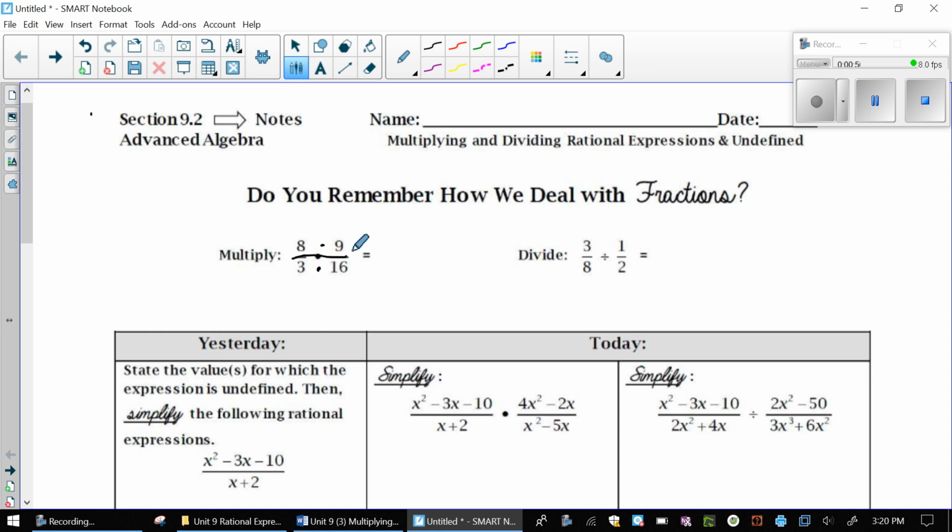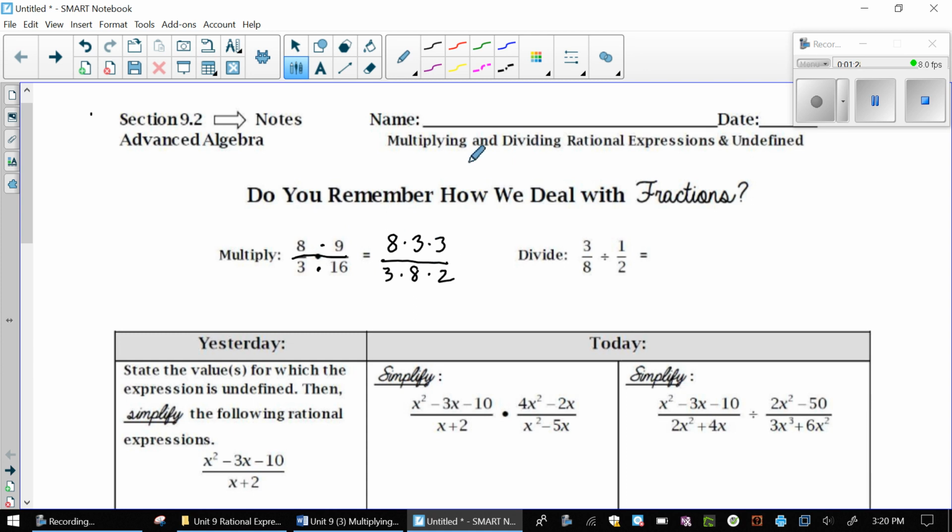I have 8, I have 16. Well, 16 equals 8 times 2. And then I see that I have 3 and I have 9, and 9 equals 3 times 3. So if I rewrote this, instead of 8 times 9, I wrote 8 times 3 times 3 in my numerator. That's the exact same thing as this. And the denominator, I could write 3. Instead of 16, I can write times 8 times 2.